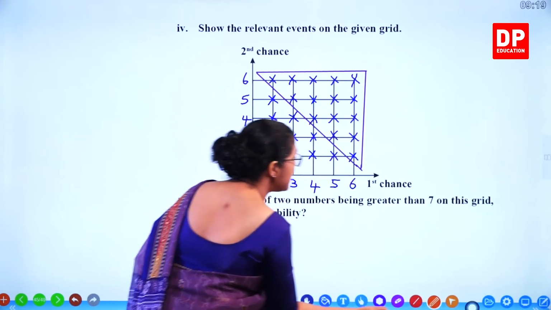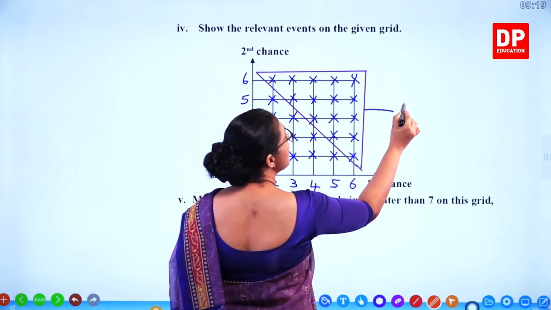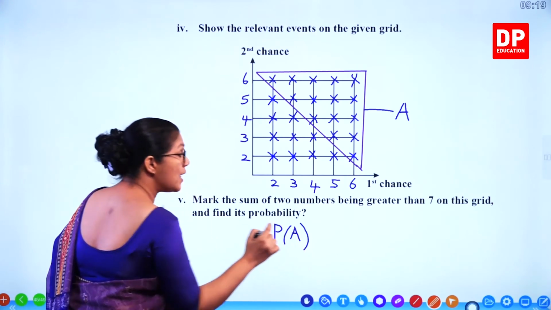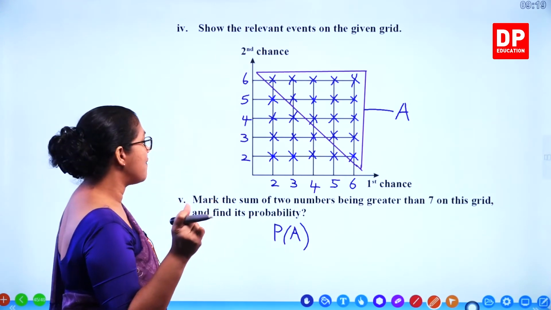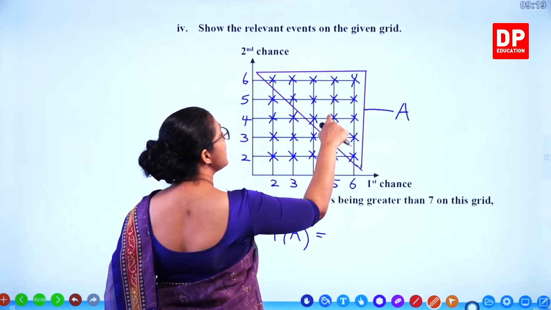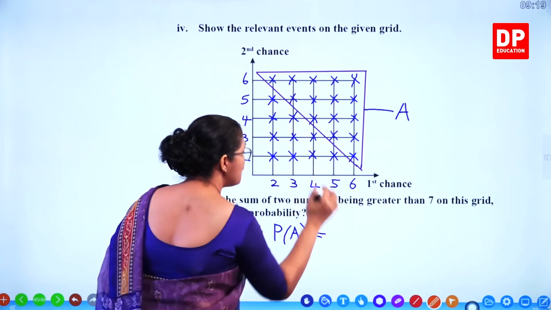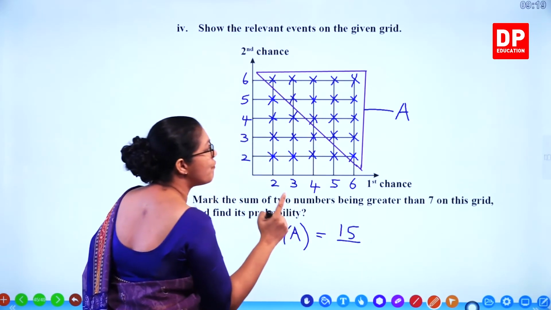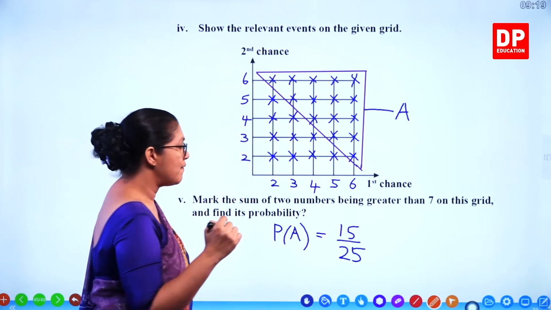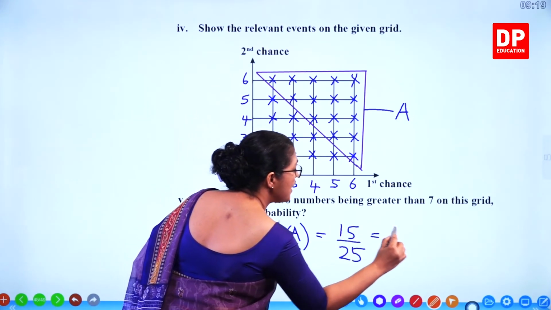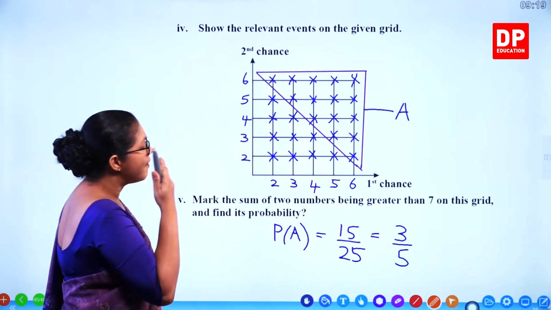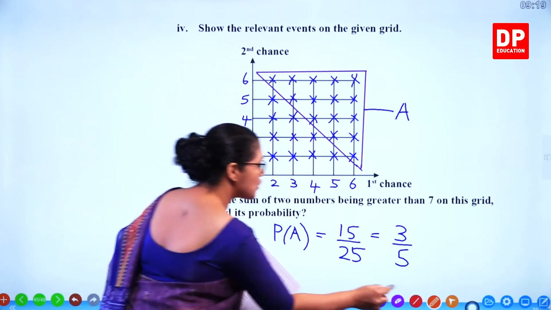Now they are asking the probability of getting that. If we call this highlighted part A, the probability of getting a sum greater than 7 is how many numbers? 1, 2, 3, 4, 5, 6, 7, 8, 9, 10, 11, 12, 13, 14, 15. 15 out of 25. Altogether 25 are there. So 5 times 3, 5 times 5. So 3 over 5. Let's see how many marks for this part.